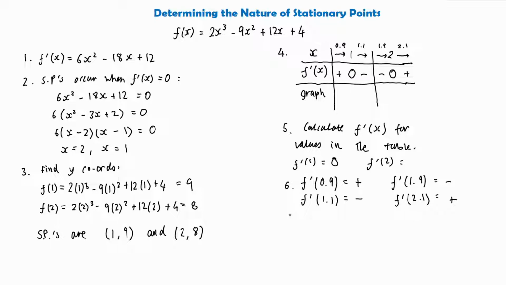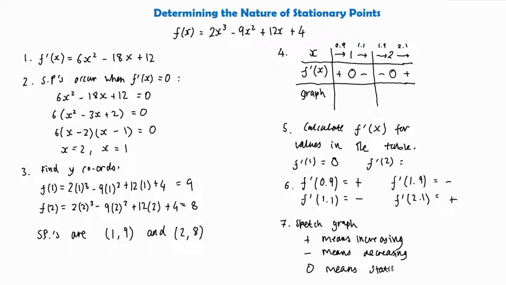So for step number 7, we can now sketch what the graph is going to look like in this graph row. And we need to know 3 things. The first thing is that a plus means that the graph is increasing. A minus means decreasing. And a 0 just means it's stationary.